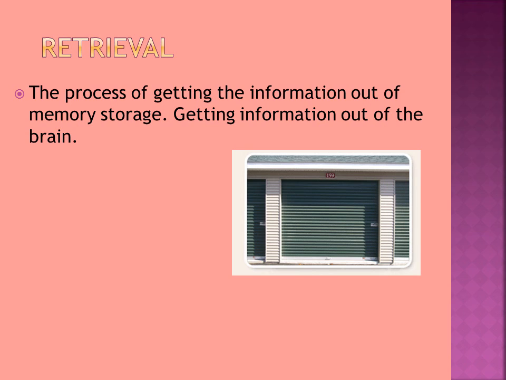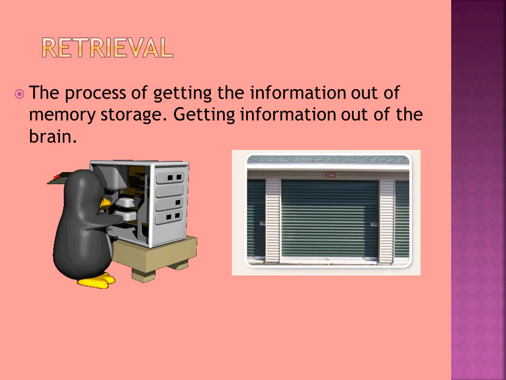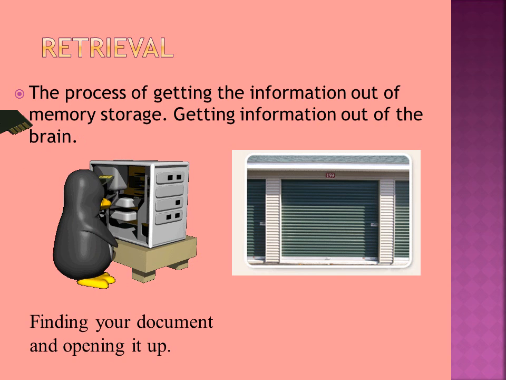Retrieval is the process of getting the information out of the memory storage, getting information out of the brain. Sometimes we have cues to help us get information that has been stored deep within our brain. So we may say something like, well, it starts with an S, if you have to figure out what the term may be. We'll talk about ways that we can use retrieval cues to get the information out. But the big thing here is, how do we get it out? Did you store it correctly to retrieve the information? It's like finding your document and opening it up.